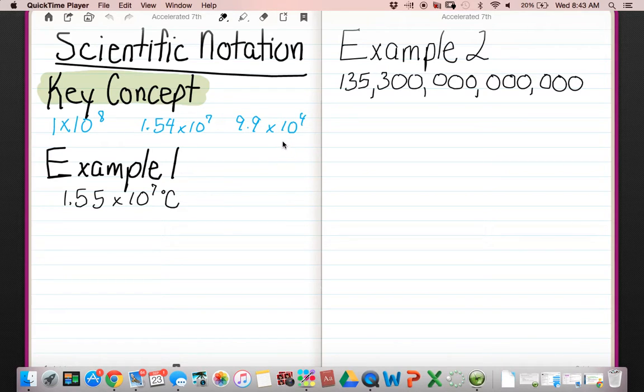Please pause the video and write the key concept along with the three examples into your notebook. When you're finished, restart the video and we'll start example 1.